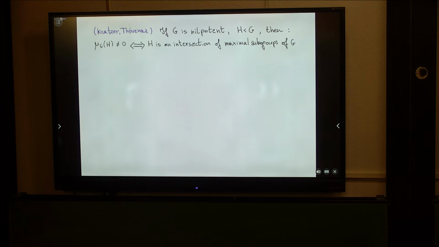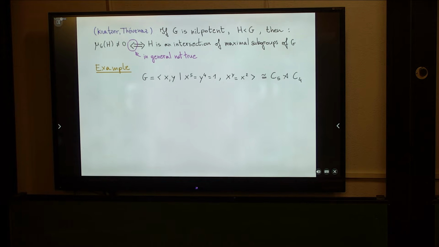Okay, now I give some result. So if G is a nilpotent group, Kratzer and Tevenin studied this function in the topological context. They proved that if G, for example, is nilpotent, then we also have the converse implication. So if H is an intersection of maximal subgroups, then the value of the Möbius function in H is different from zero. But this is not true in general.